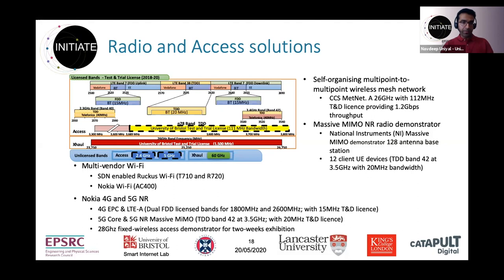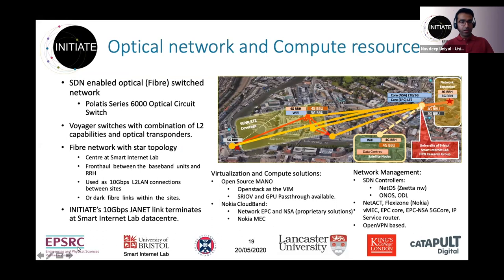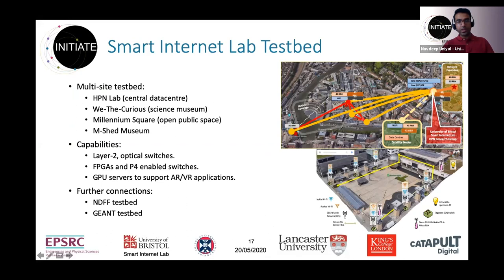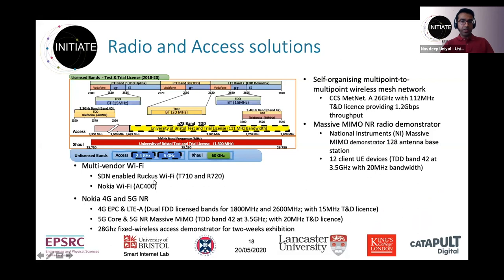Other than that, we have multi-vendor SDN enabled Wi-Fi, like Ruckus Wi-Fi and Nokia Wi-Fi, which are deployed across the sites, as you can see in the bottom of this picture. Okay, so this was about the Wi-Fi and the radio access we have.